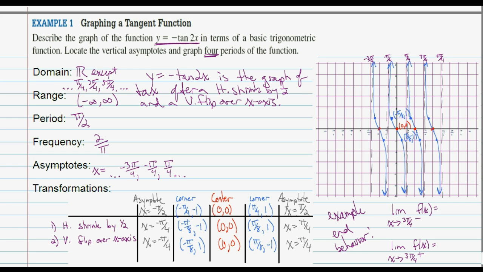Now on the bottom right, examples of my end behavior. I chose 3 pi over 4. So here's 3 pi over 4. As we approach from the left, the y values go down to negative infinity. As we approach from the right, the y values go up to positive infinity.